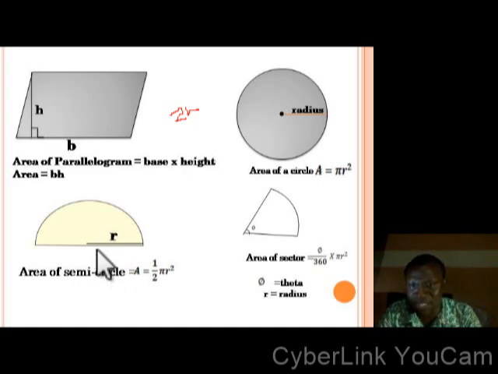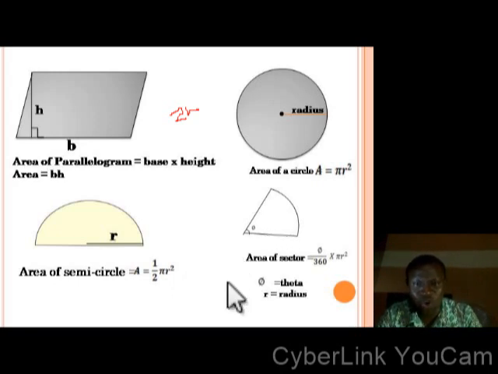Here we have a semicircle. The area of a semicircle. That word semicircle means half a circle. So if the formula for calculating the area of a circle is pi r squared, then the area of a semicircle should be half pi r squared. I hope it's quite clear. Alright, then this is called a sector.